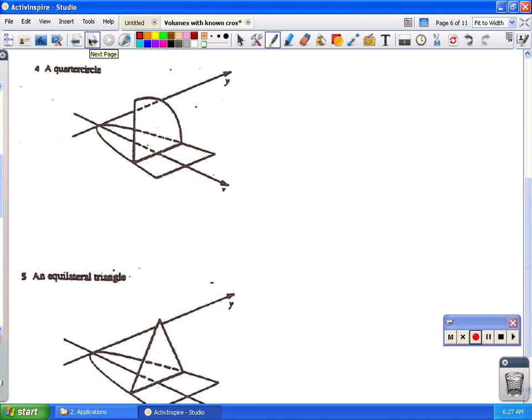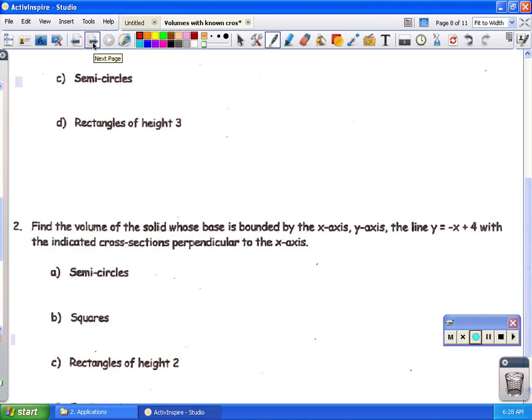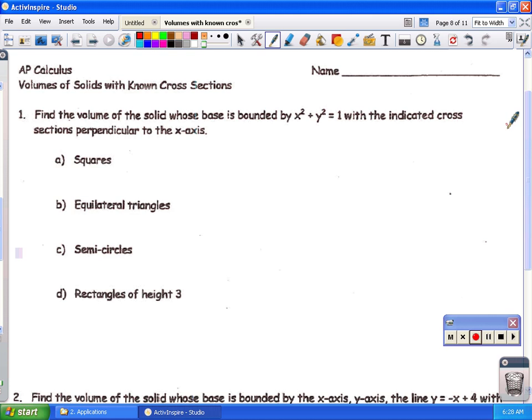Example number 4 is the same thing, except it's a quarter circle, and then we have an equilateral triangle. Now let's set up one that we have to draw ourselves. And I'm actually probably going to end up doing one of your homework problems. Let's see what I'm assigning here. 1A, 1B. All right, I'll do 1C because I'm going to assign you 1A and B. So for the next example, I'm going to show you, when you do your homework, how you do this from beginning to end. Here we go.